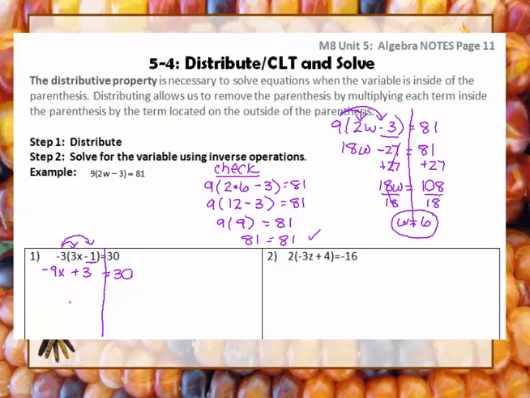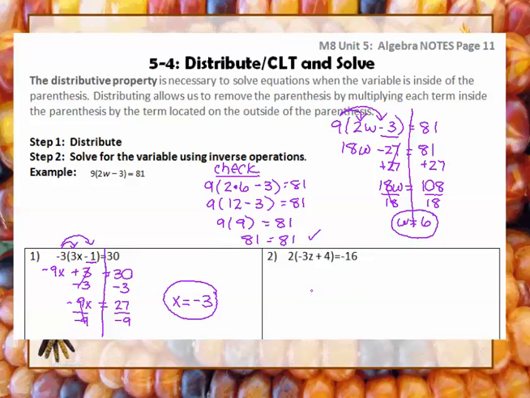Do I have any combining like terms? I distributed. Now I need to ask myself, do I need to combine? I don't have any combining, so I'm just going to solve it like a regular equation. Get rid of my constant. I'm left with negative 9x equals 30 minus 3 gives me 27. Divided by negative 9, divided by negative 9. I'm left with x equals negative 3 as my final answer.